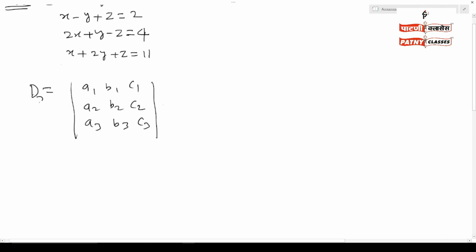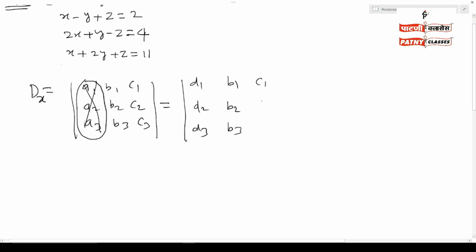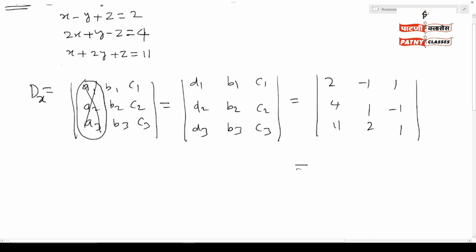Now we need to find dx. To find dx, we remove this entire column and in that place we write d1, d2 and d3, b1, b2, b3 as it is, c1, c2 and c3 as it is, that is 2, 4, 11, then minus 1, 1, 2, 1, minus 1 and 1. The determinant of this equals 18.